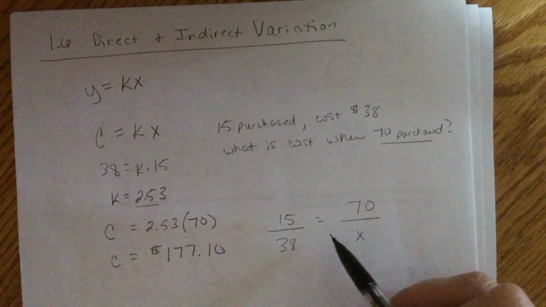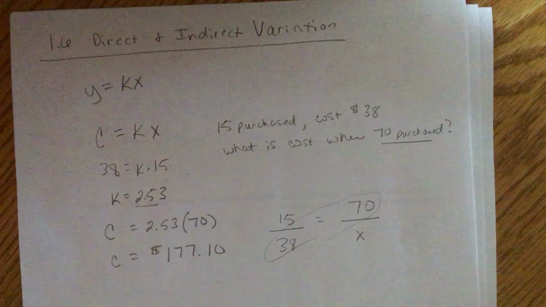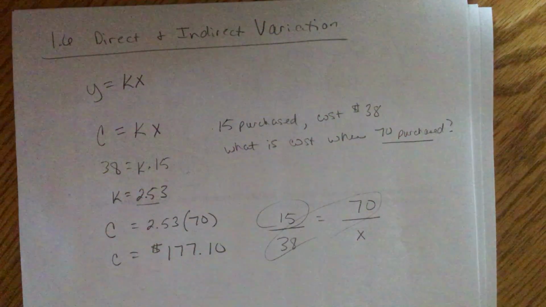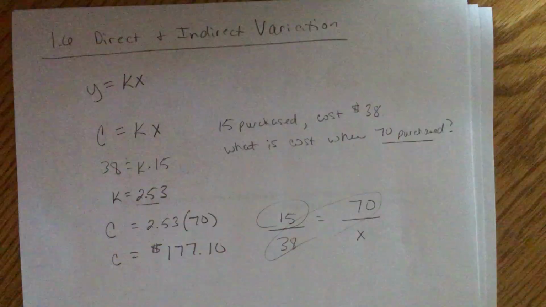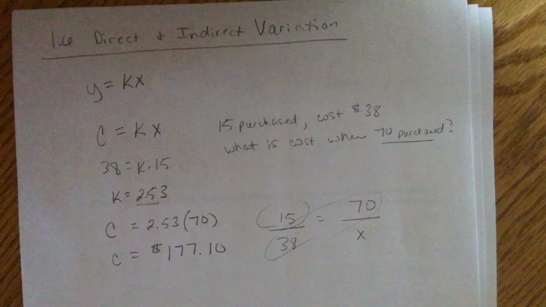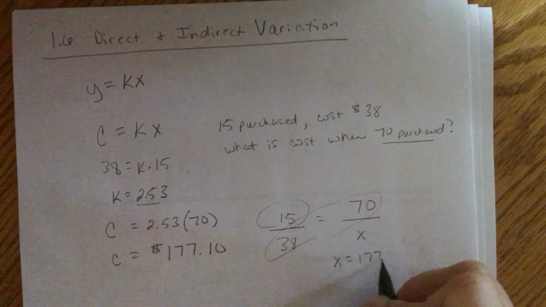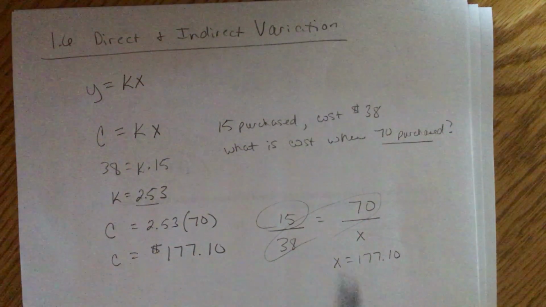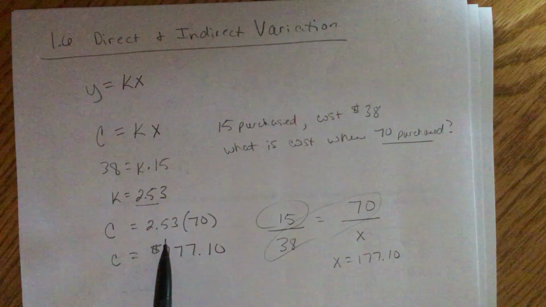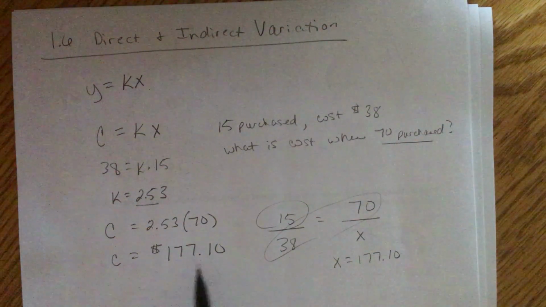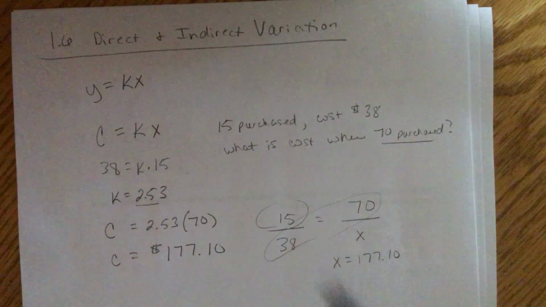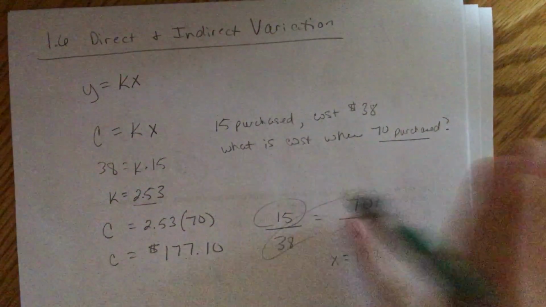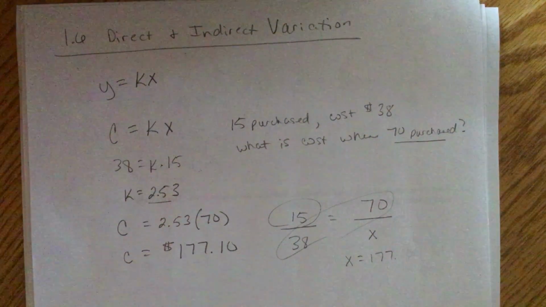Once you have this set up, you cross multiply. So you multiply those two numbers together. So 38 times 70, and then you divide by the other number. So 38 times 70 is 2,660. Divide that by 15, and you get the same answer. You get that x is 177.10. And actually, this one is 177.33. Because over here we rounded, this was 2.53 repeating, and I rounded it to 2.53, so this is actually a little less. This is a little more accurate because we didn't round at one point during the problem, but it would round down to $177. So that's how you set up a direct proportion.